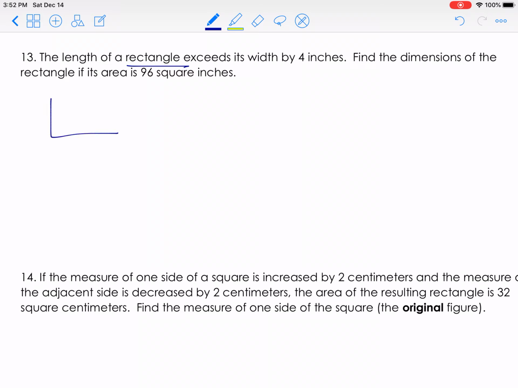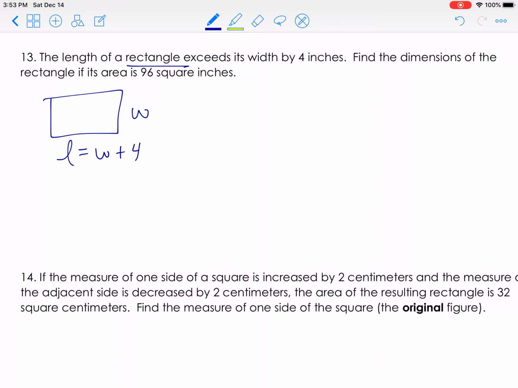So since it's describing a rectangle, I would draw one. The length and the width. The length exceeds its width by 4 inches. So the length is bigger than the width by 4. So I'm going to say length is width plus 4. Find the dimension of the rectangle if its area is 96 square inches.